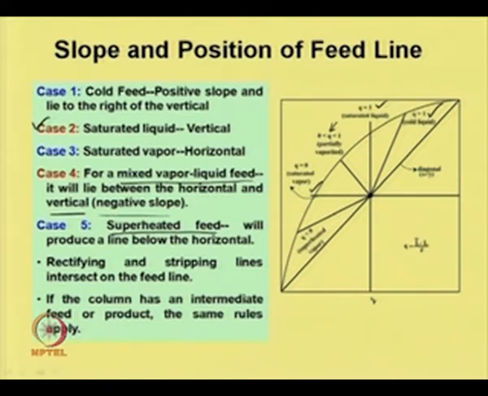Now, if the feed is superheated feed, then it will produce a line below the horizontal line, because q is less than 1, which is shown over here. So, it will lie below the horizontal line. The stripping line and the rectifying section lines intersect the feed line or the q line. If the column has an intermediate feed or product, the same rules apply depending on the conditions.